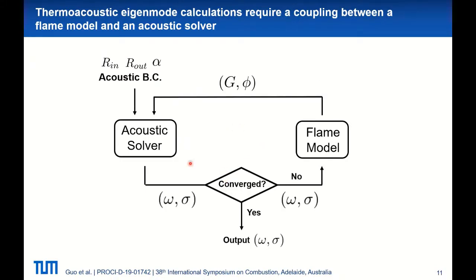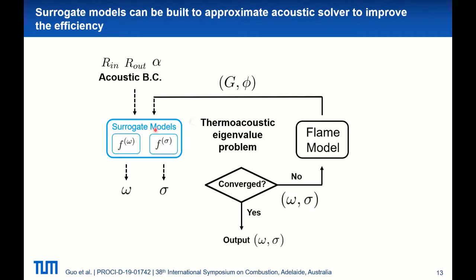By coupling those 2 components, we can form the so-called thermoacoustic eigenvalue problem and solve it using iterative schemes. The evaluation of this part is usually very slow, as it usually involves the implementation of expensive numerical schemes, like the finite element method. Now imagine if we could build surrogate models to approximate this slow acoustic solver.